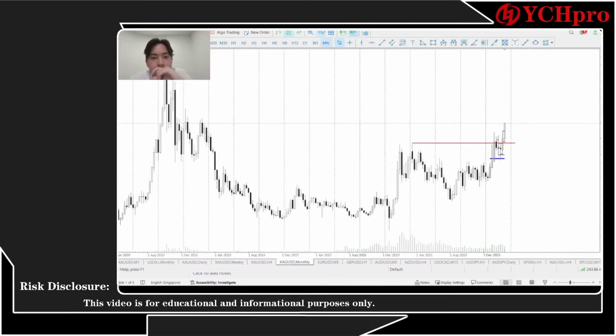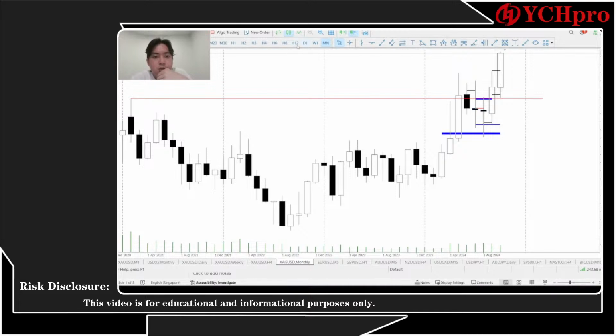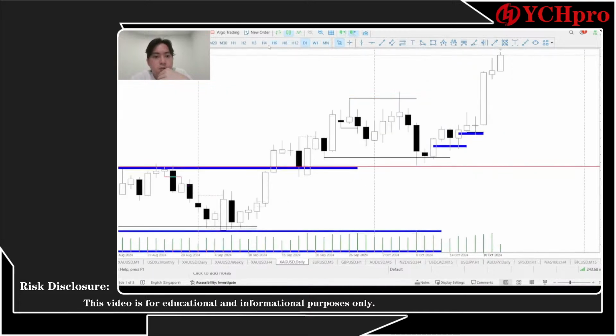Okay, so right now, what is going on? The silver market is going higher and higher. To be honest, doing long on the silver market is much safer.